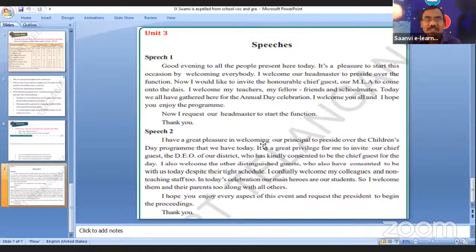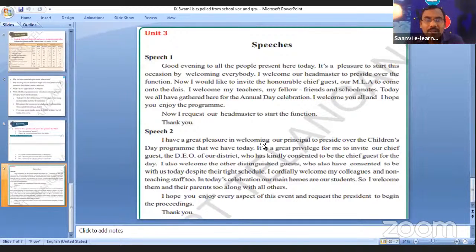Okay, here are two speeches. Speech 1. Good evening to all the people present here today. It's a pleasure to start this occasion by welcoming everybody. I welcome our headmaster to preside over the function. Now I would like to invite the Honorable Chief Guest, our MLA, to come on to the dais. I welcome my teachers, my fellow friends and schoolmates. Today we all have gathered here for the annual day celebration. I welcome you all and I hope you enjoy the program. Now I request our headmaster to start the function. Thank you.